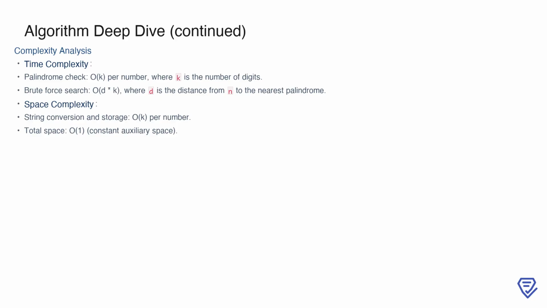Optimizations, such as generating candidates by mirroring digits, can help reduce the search space and improve efficiency. By carefully balancing correctness and performance, this algorithm is well suited to handle a wide range of inputs, from small numbers to very large integers.